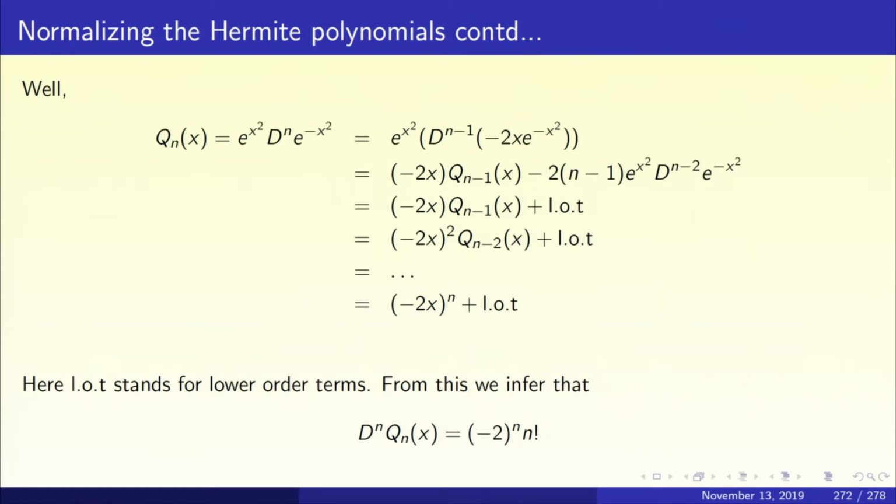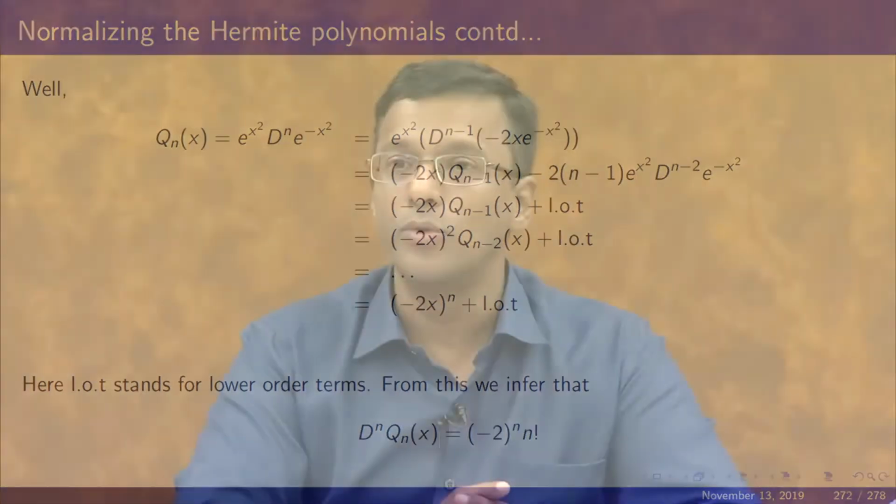So, we see that the nth derivative of Q_n(x) is simply going to be (-2)^n times n factorial. That's all we get when you differentiate Q_n(x) n times. We will need this fact when we do the normalization. Okay, so let us compute now.